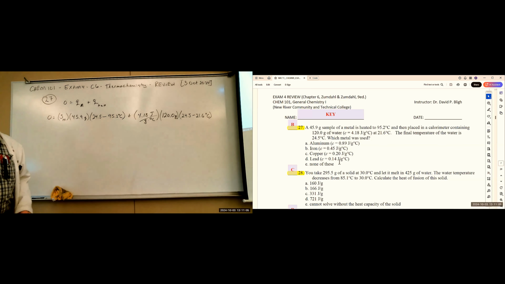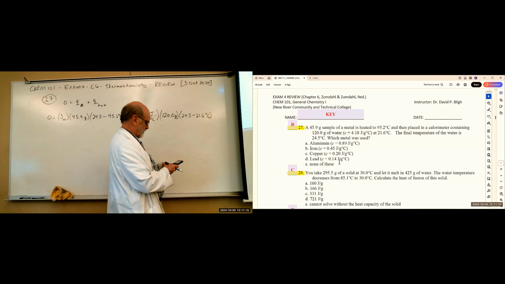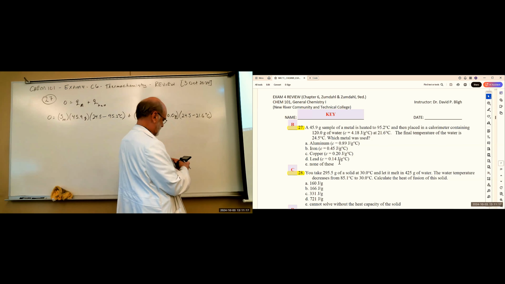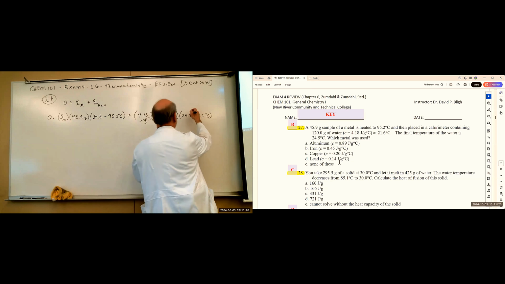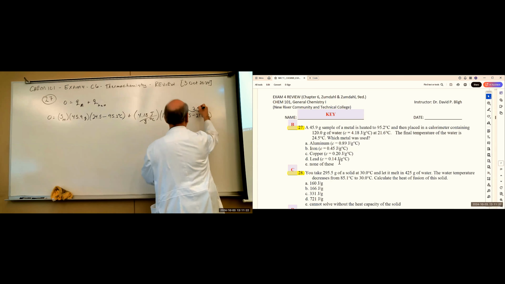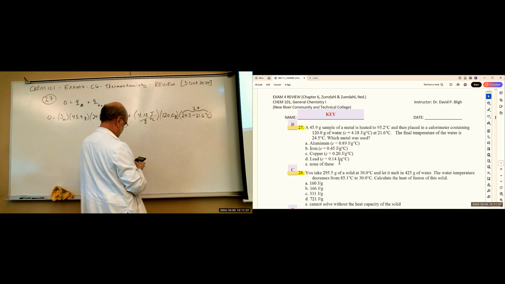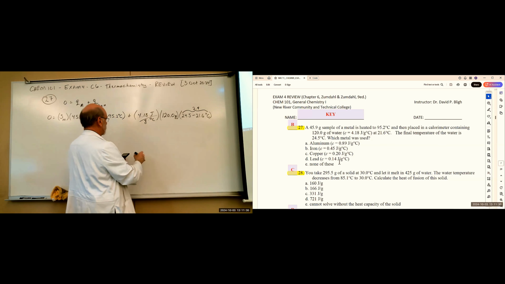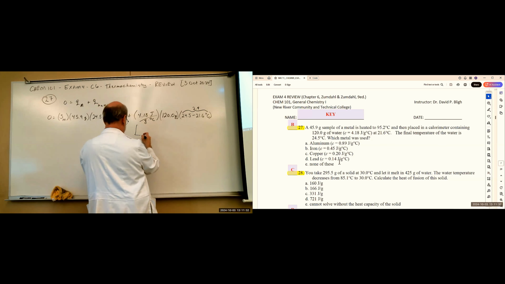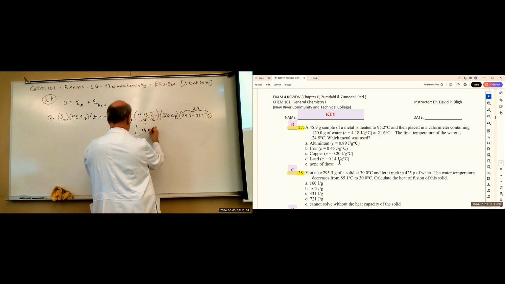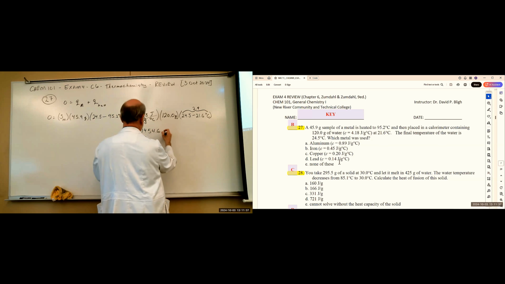That's 24.5 and 21.6, so this is 2.9, in case I have to come back and check it. 120 times that and 4.18. That's that. This value is 1454.6 joules.